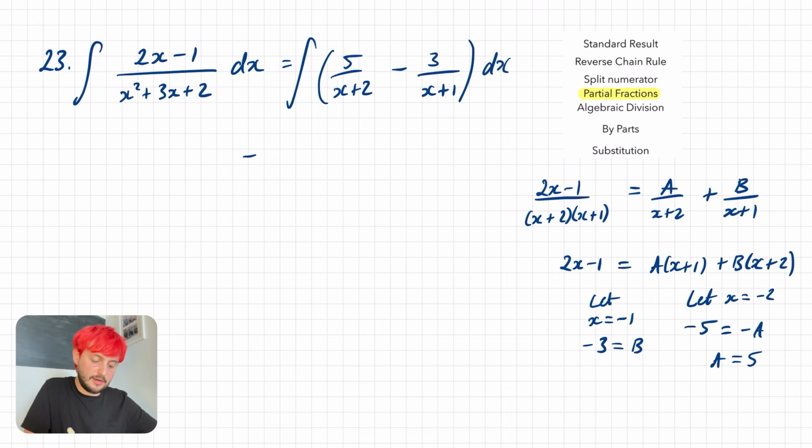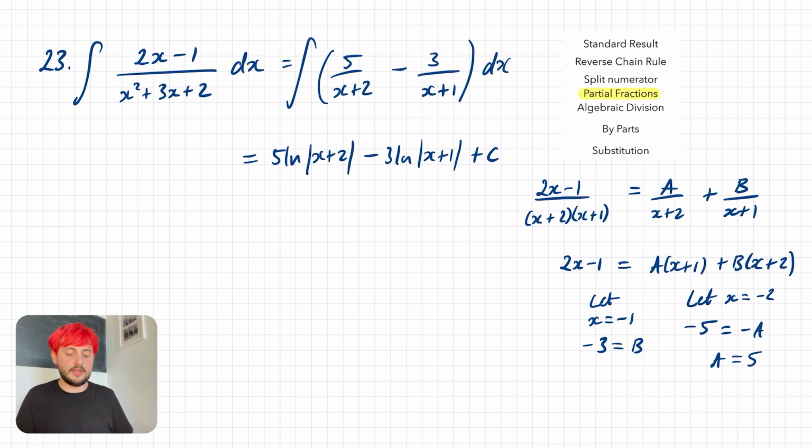And then we've got a couple of standard results here. That's just going to be 5 ln of x plus 2 minus 3 ln of x plus 1 plus c. Now, if you wanted to, you could combine these things together, but I'm just going to leave them the way that they are there. Okay, so we're on the very, very last question now, question 24.